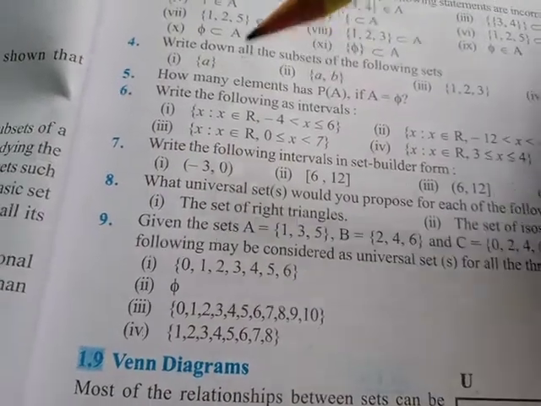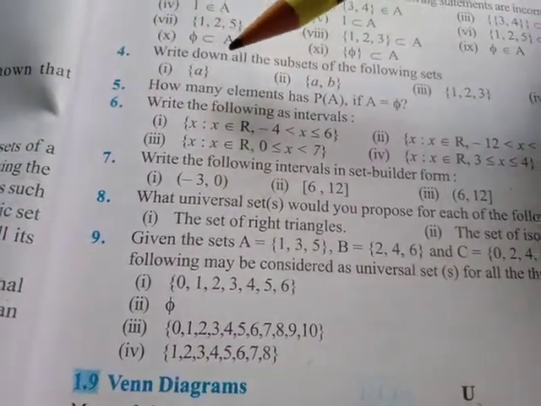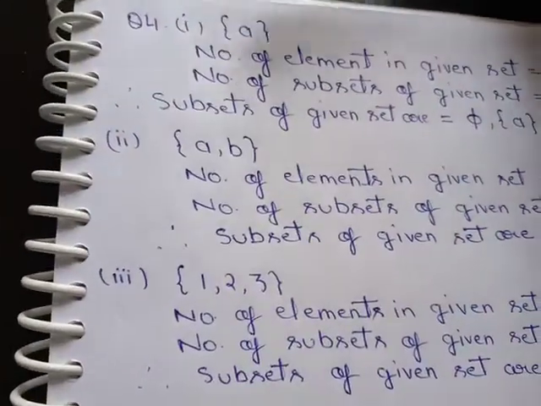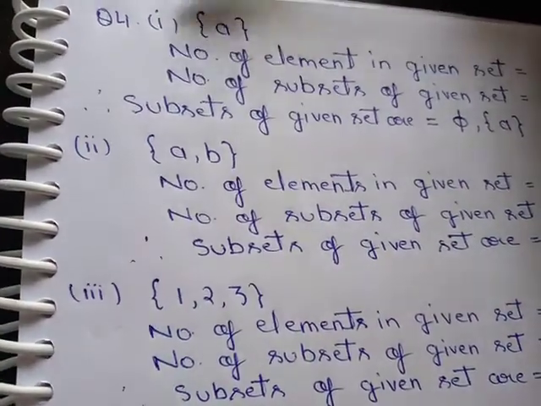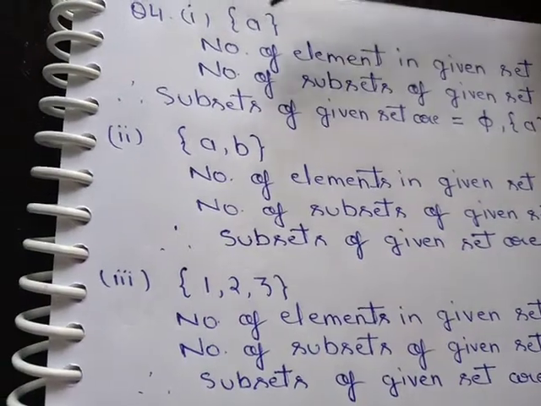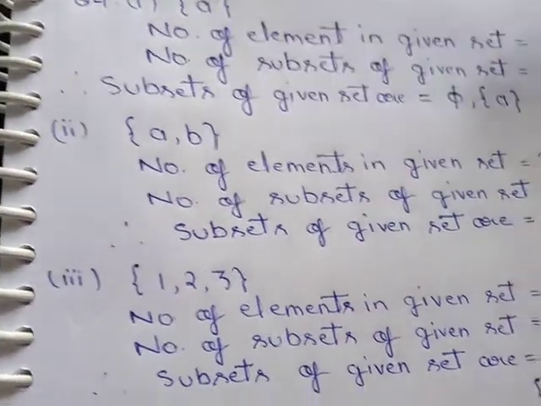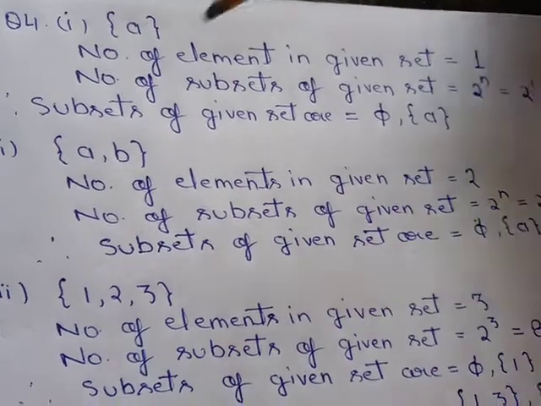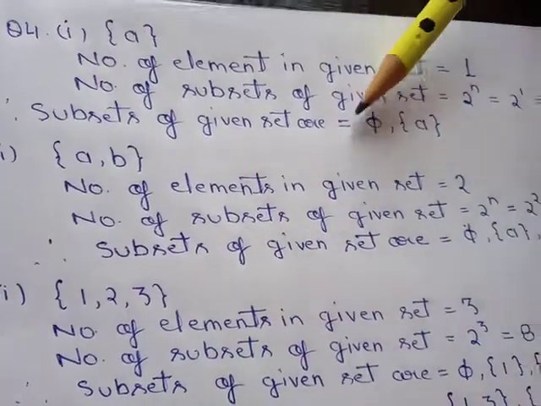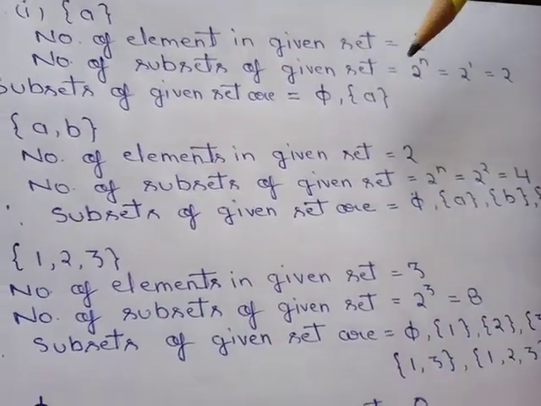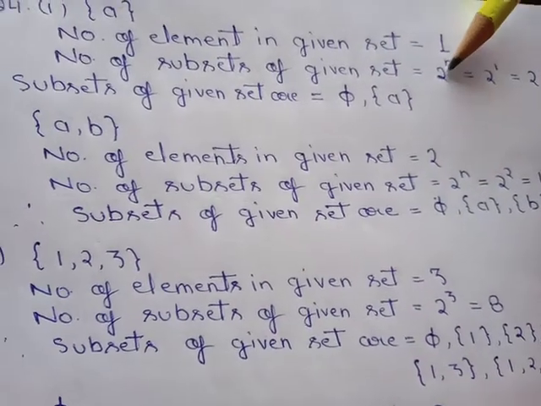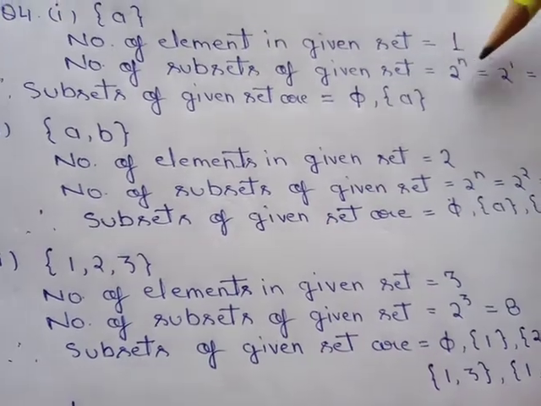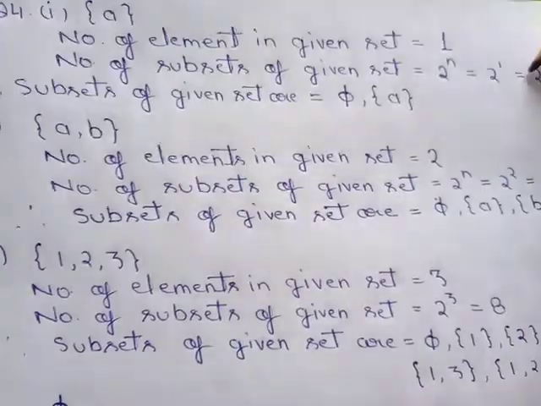Now moving on to the next, question number 4. Write down all the subsets of the following sets. So first is set A. So the number of elements in the given set is 1. So the number of subsets of the given set is 2 to the power n, where n is the number of elements. So here n is equal to 1, so 2 to the power 1 is equal to 2.